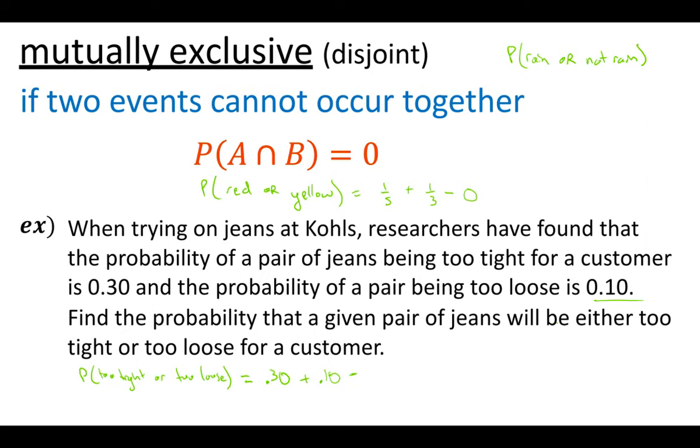Minus, now this is where the overlap occurs. Well, in this case, they didn't give us any other information about jeans being both too tight and too loose, and that's because you couldn't have a pair of jeans simultaneously being too tight and too loose, right? If it's too tight, then it's not going to be too loose. So those things would be impossible to occur together. They are mutually exclusive.